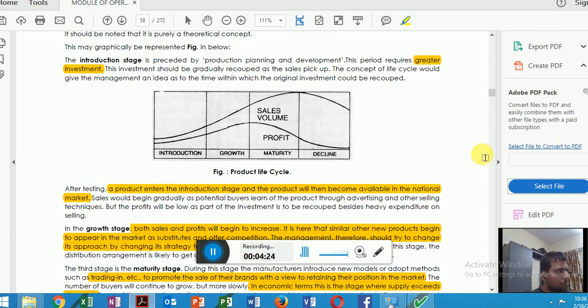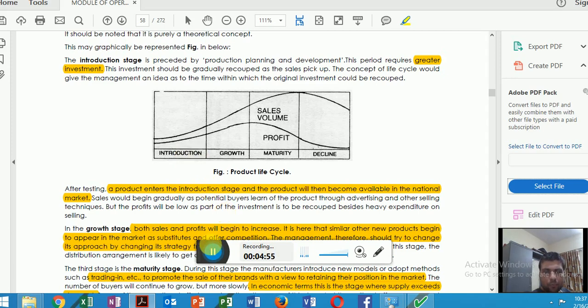You can take an example of mobile phones. What I want to say here is that the amount of investment or capital required will be at the highest peak in this introductory stage. In the study material, I have highlighted this particular point of greater investment. In this part of introduction, this point is very important, that it requires a greater investment.